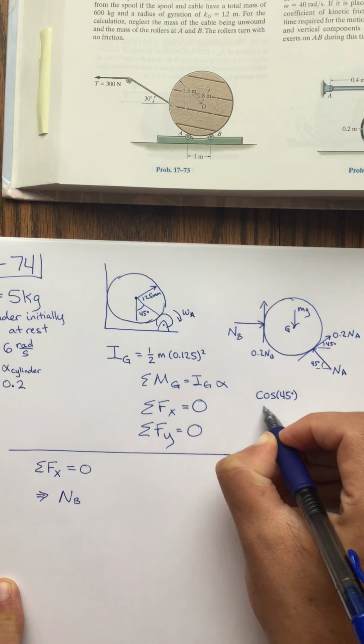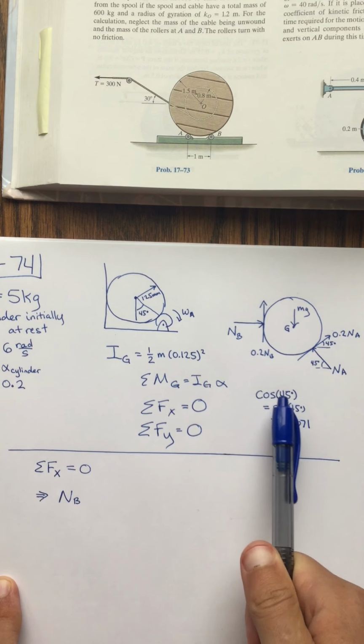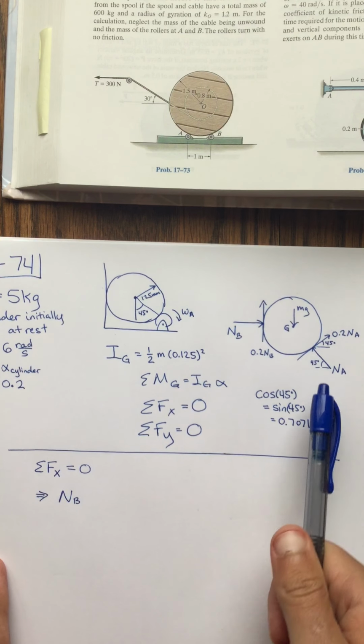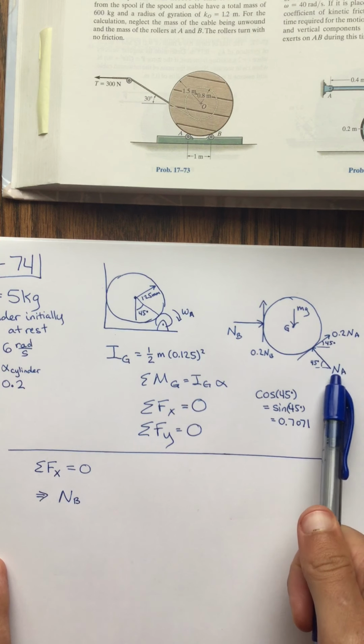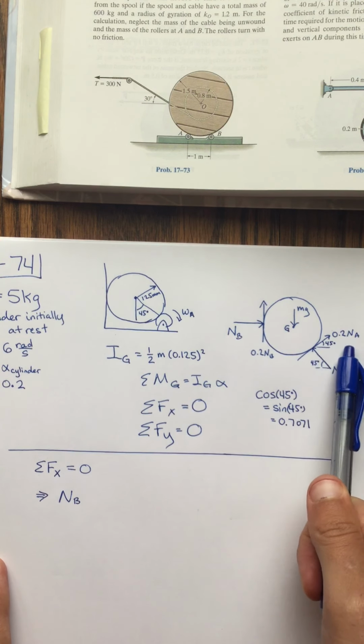Cosine of 45 degrees is equal to sine of 45 degrees, and that's equal to 0.7071. So I'm not going to worry about whether it's a cosine component or a sine component, and I'm just going to stick the 0.7071 in there for cosine of 45 degrees or sine of 45 degrees. So both of these forces have a component in the x direction, the normal force that's acting to the left, the frictional force that's acting to the right.